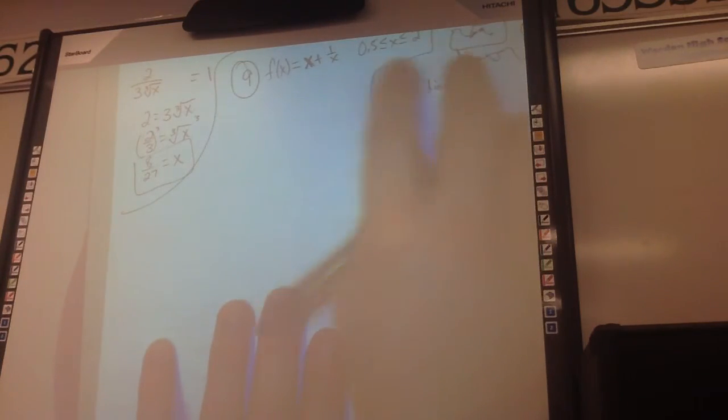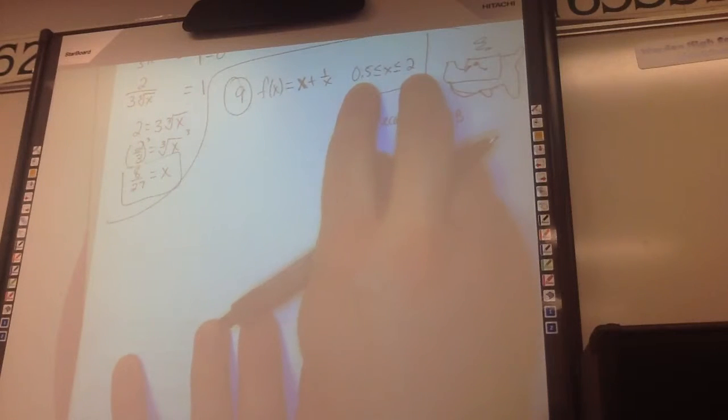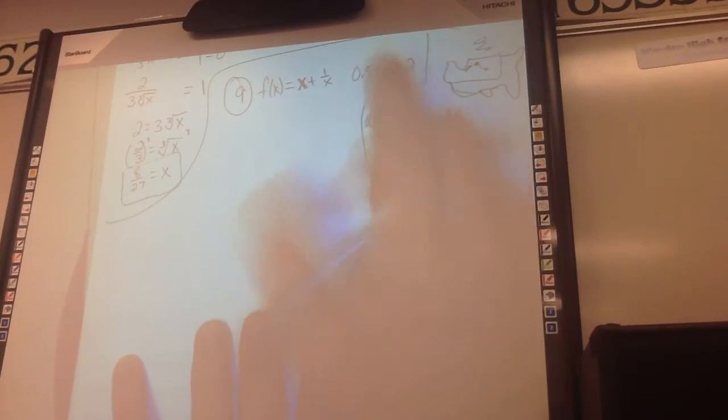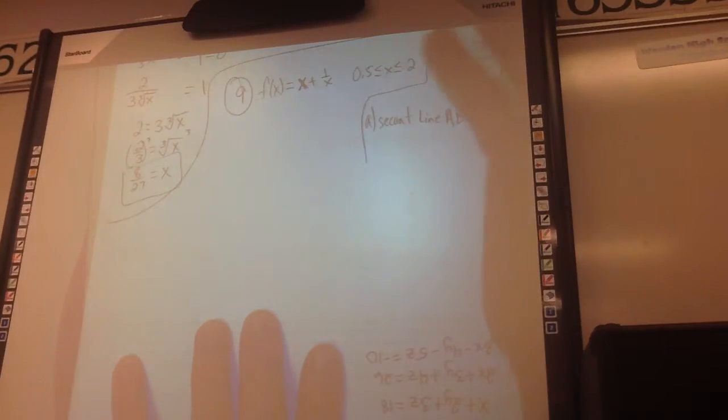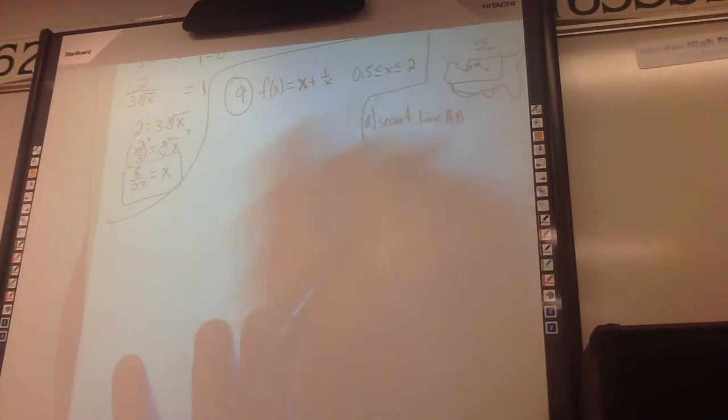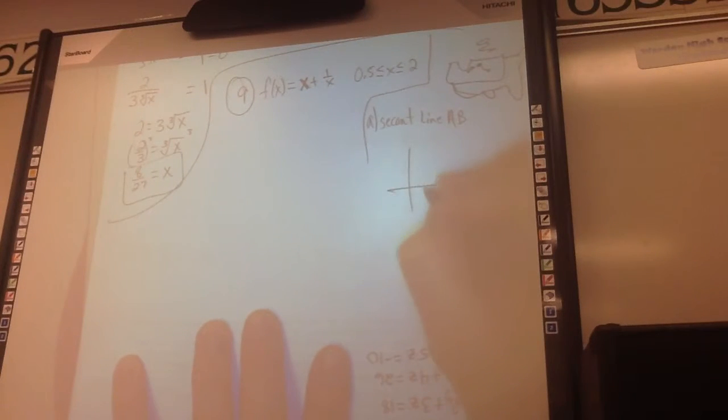A secant line is just the line that goes between those two points, your endpoints. That's the secant line, the line that goes through your endpoints. So if you're trying to find a line through two points, find the slope. You don't even have to do the derivative, you're just finding the slope.